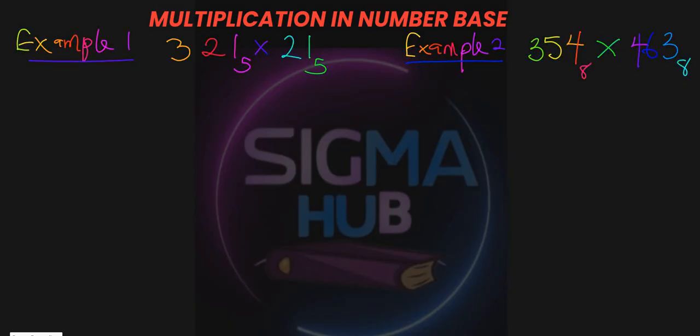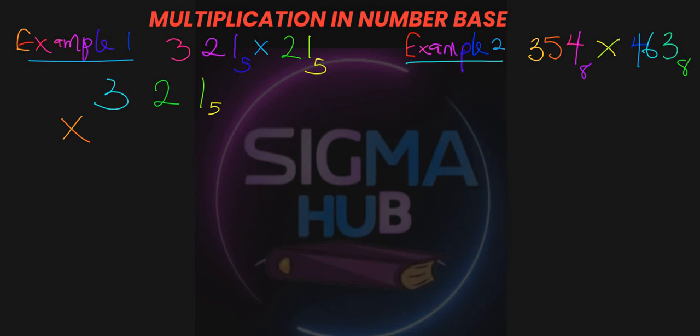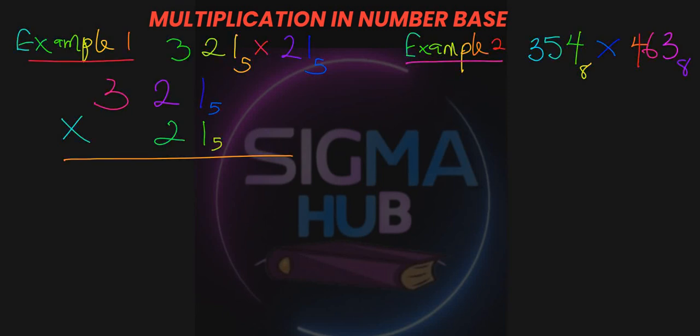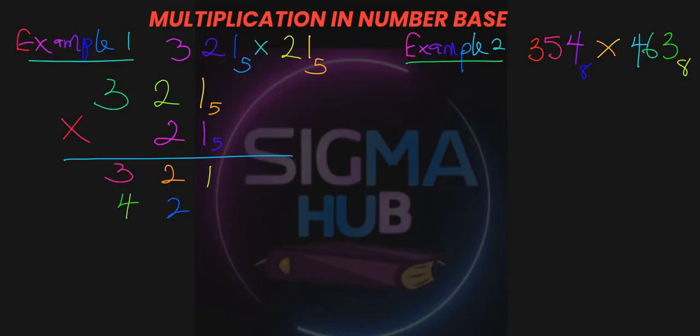So we are going to be doing this just like the normal multiplication. 3 2 1 in base 5, then times 21 in base 5. So we have 1 times 1 is going to be 1. 1 times 2 is going to be 2. 1 times 3 is going to be 3. 2 times 1 is going to be 2. 2 times 2 is going to be 4. 4 is a number in base 5. So 2 times 3 is going to be 6.